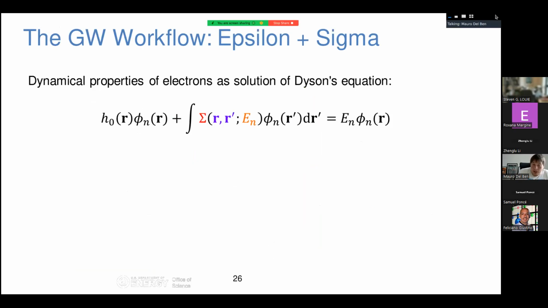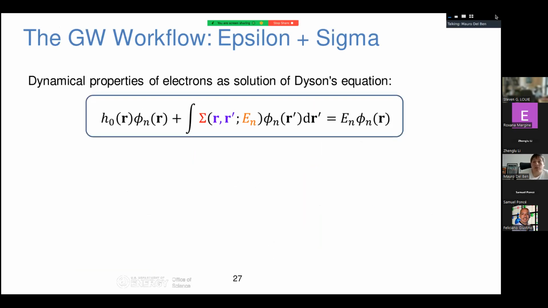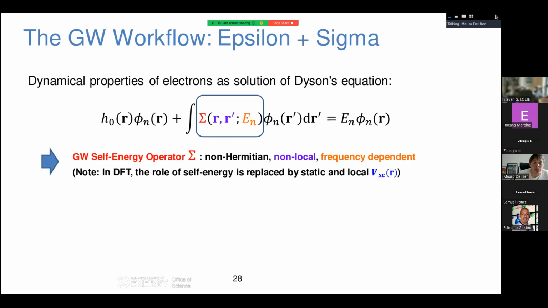It was already introduced before by Stephen in his introduction. Essentially, what we are doing is extracting the dynamical properties of the electrons by solving a Schrodinger-like equation, which is known as the Dyson equation. Here it is a sort of single-particle equation where the complicated quantum mechanical interaction among the electrons is described by an effective potential, which is known as the self-energy. Now, as was previously mentioned, the self-energy in GW plays a very similar role to what the exchange-correlation potential serves in standard density functional theory.